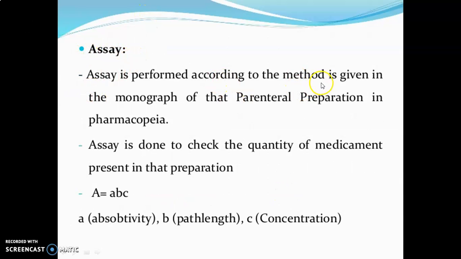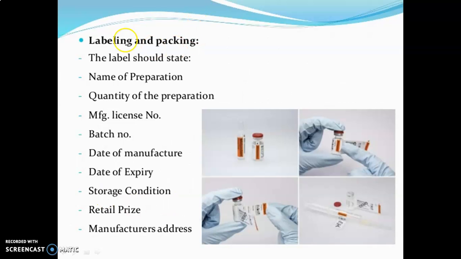Assay is performed according to the method given in the monograph of that parenteral preparation. In pharmacopoeia, assay is done to check the quantity of the medicament present in that preparation, that is A equals abc, where capital A is absorbance, small a means absorptivity, small b means path length and c means concentration. Labeling and packaging: the label should state the name of the preparation, quantity of the preparation, manufacturing license number, batch number, date of manufacturing, date of expiry, storage condition, retail price and manufacturer's address.